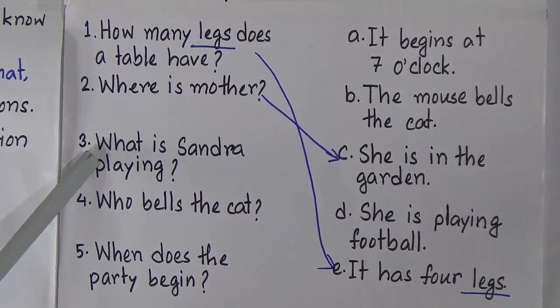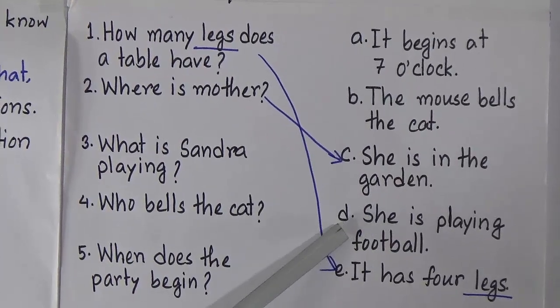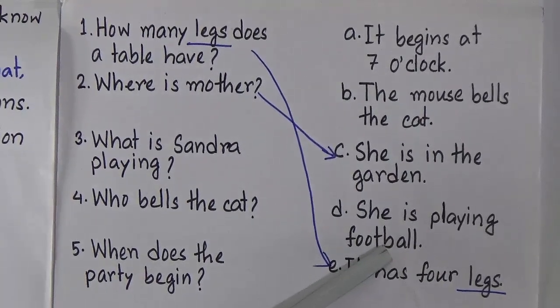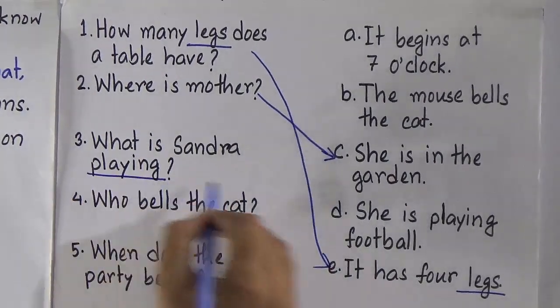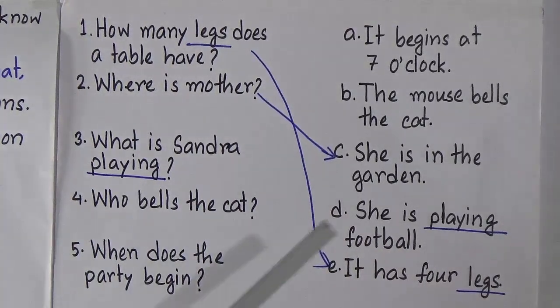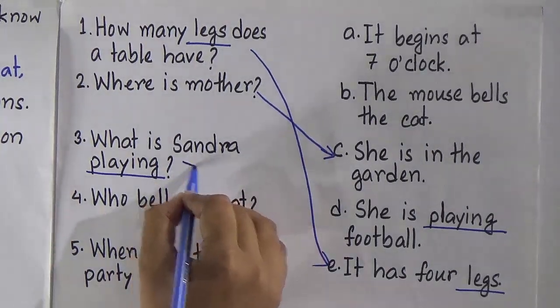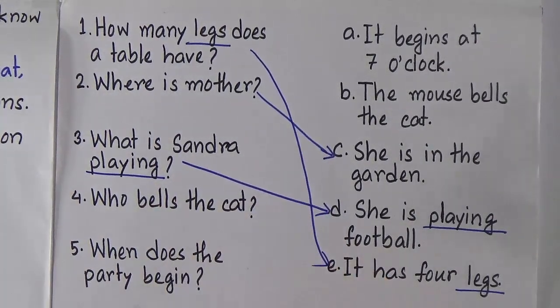Now number 3, what is Sandra playing? Now look at number D, she is playing football. Now look, playing matches in these sentences. So what is Sandra playing? Sandra is playing football. So number 3 will match with number D.